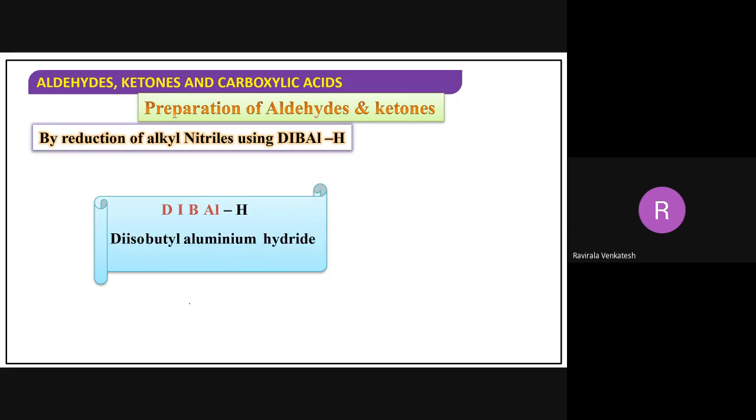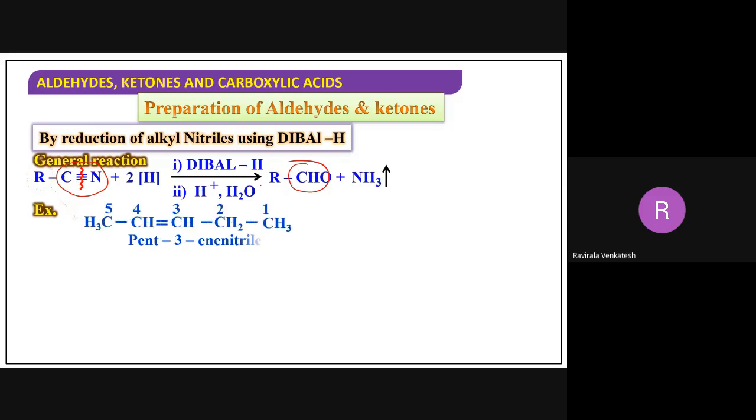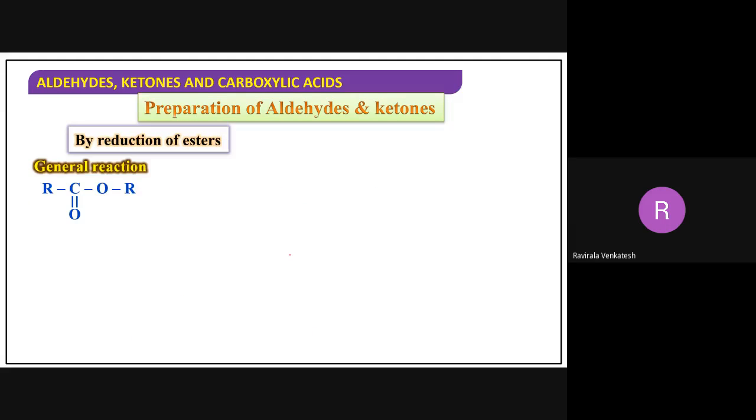When you take DIBAL, again cyanides are converted into what here? Aldehydes here, right? Here also what happens? Cyanides are converting into aldehydes. Okay. Take the ester group, what happened? They also convert into what here?